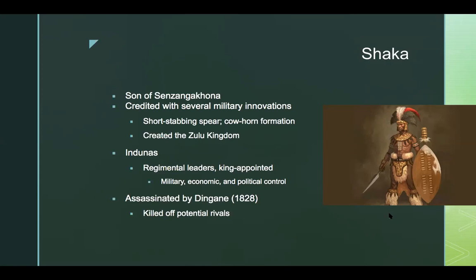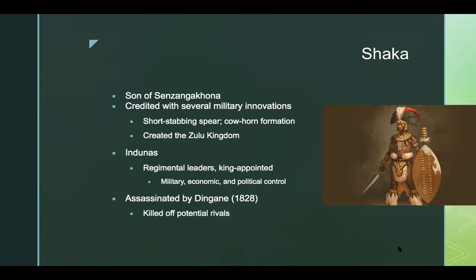Same thing with the short stabbing spear, which, if you watched the last video, I spoke about the Kololo using as well. And that was very well a part of them having picked it up from having come from the same area as Shaka did, before they were pushed out by the Mfecane. So the idea of the short stabbing spear was prior to that. People had used this before the 1790s.